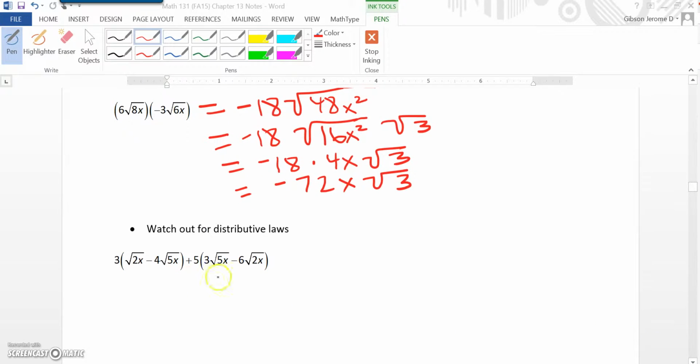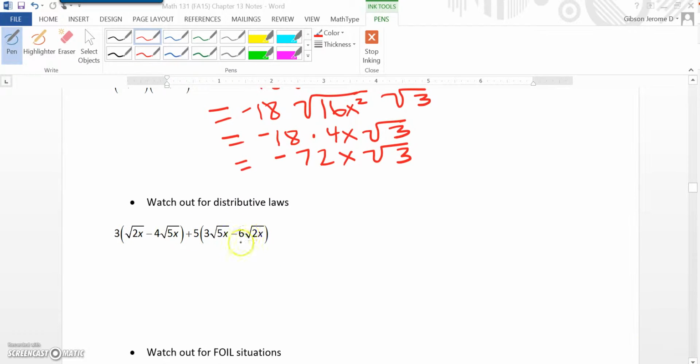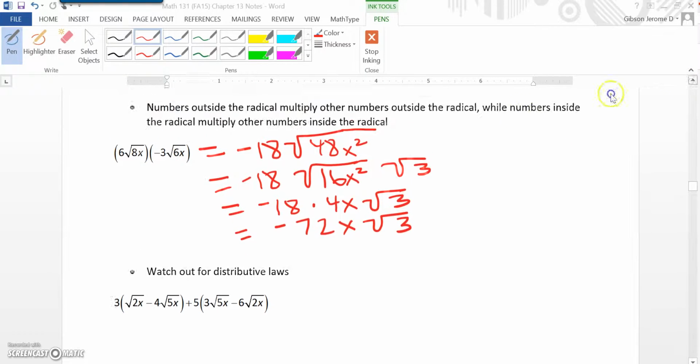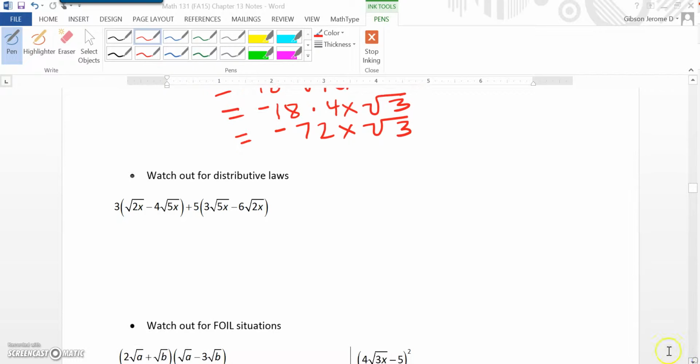Now we scroll down. It says, watch out for distributive laws. Now, if you notice, this is slightly different than the last example we just did. Here we have numbers on the outside, and we also have two binomials inside of the parentheses. Now, in the other problem, which we had up here, this was a monomial times a monomial. So this will be solved differently.